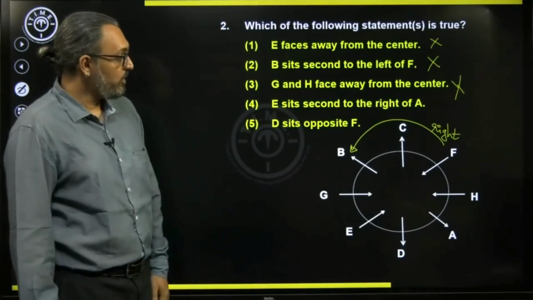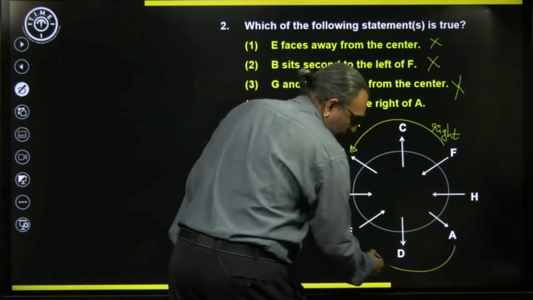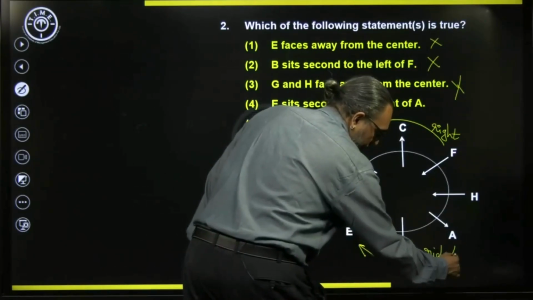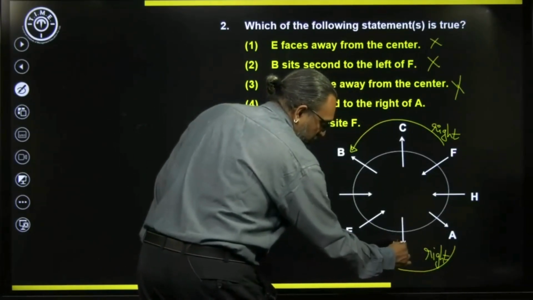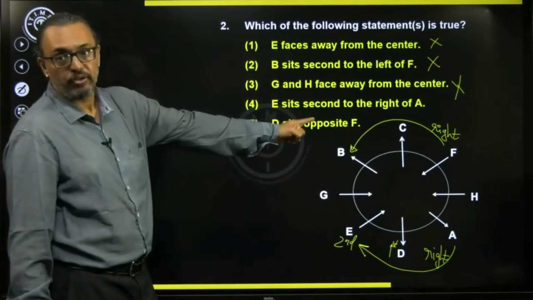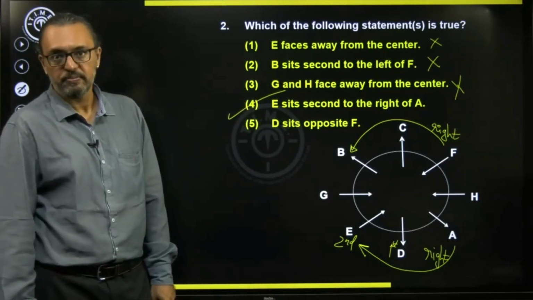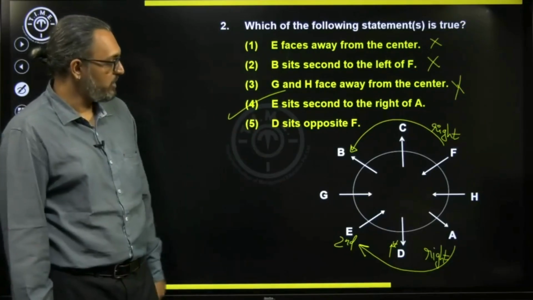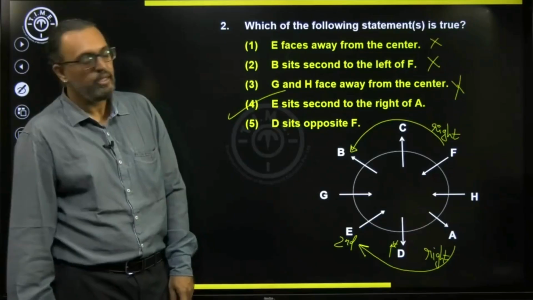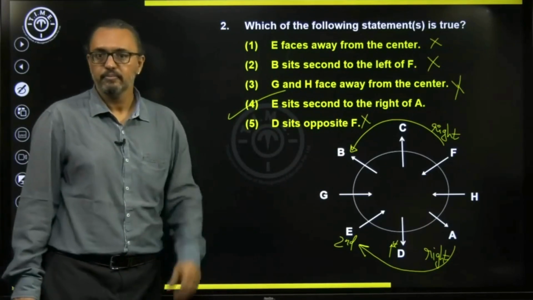Then E is second to the right of A. Now see, A is away from the center. We know right is clockwise direction. So D is first to the right and E becomes second to the right of A. Yes, this option is true for us. And the last one, D sits opposite F. No, opposite F you have E. So D is not opposite. So this is also wrong. So fourth option. Okay.